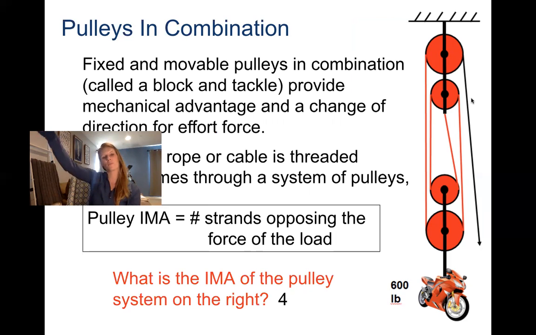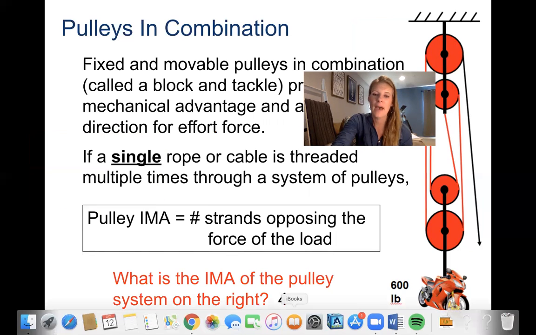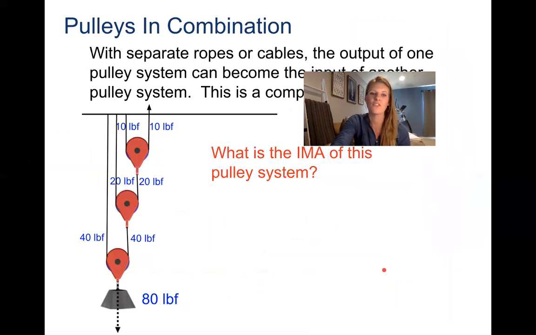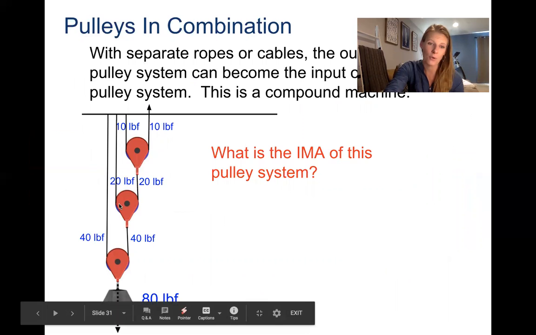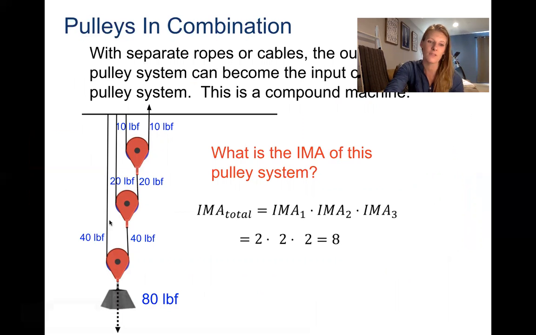So I only have to use 4 times less effort to lift this motorcycle. Okay, let me go back and finish this up with compound machines. In order to get the IMA of this kind of pulley system, you've got your fixed pulleys right here.